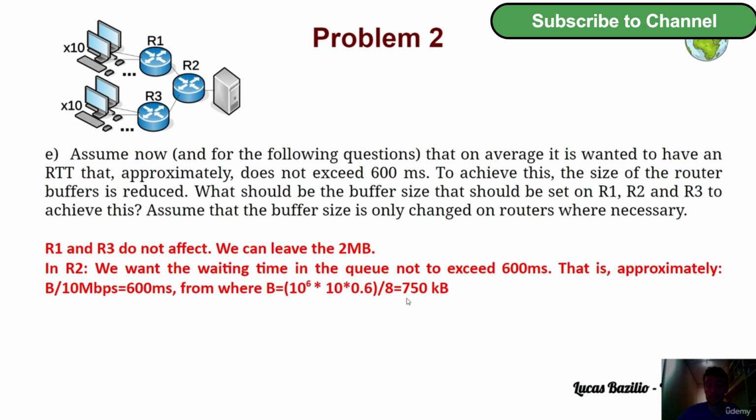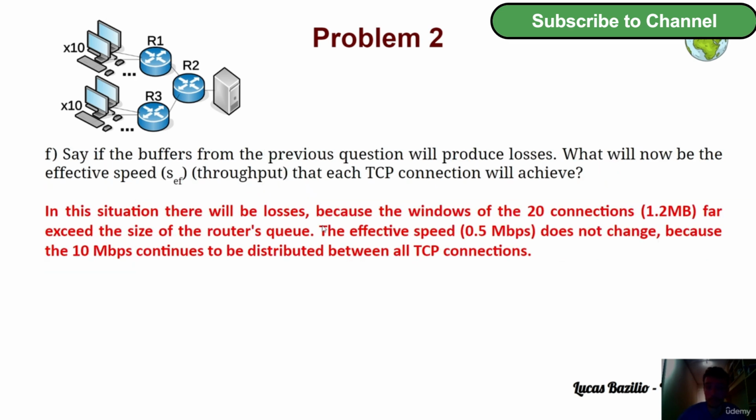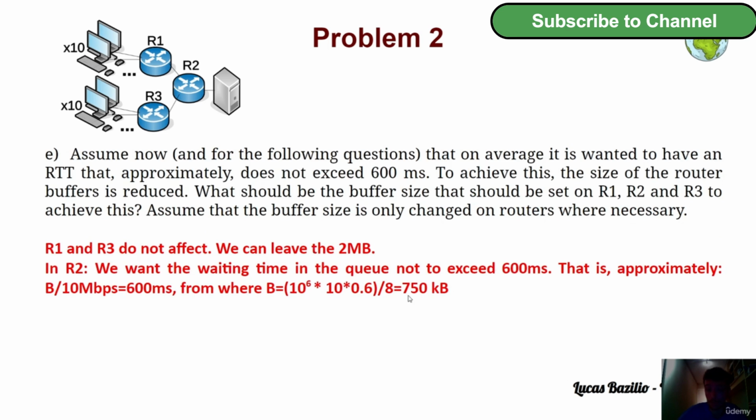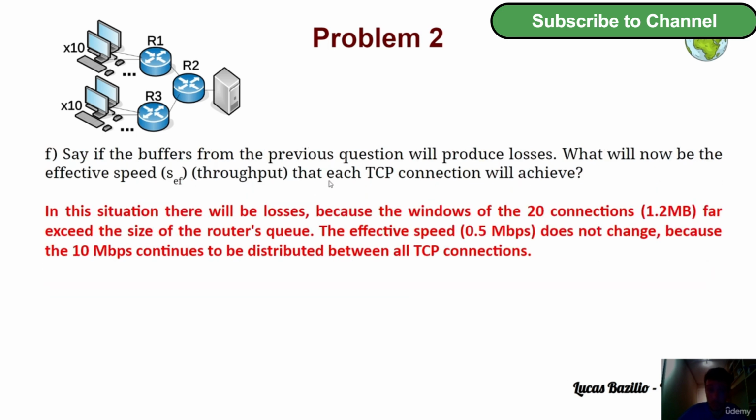Therefore, since this value is far less than the total size that we will need, of course, there will be losses. So there will be losses for the case of this question E that we saw. Once again, because the windows of all of the 20 TCP connections have 1.2 megabytes, right? So this far exceeds the size of the router's queue that we saw. It is 750 kilobytes. So the first question, of course, there will be losses.